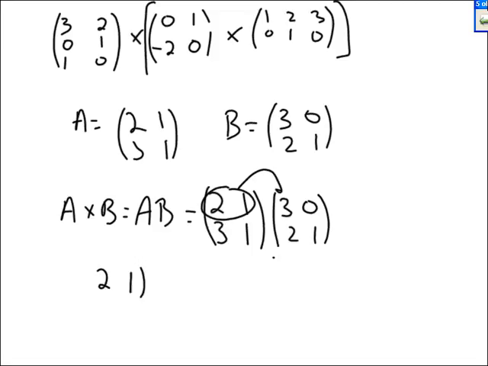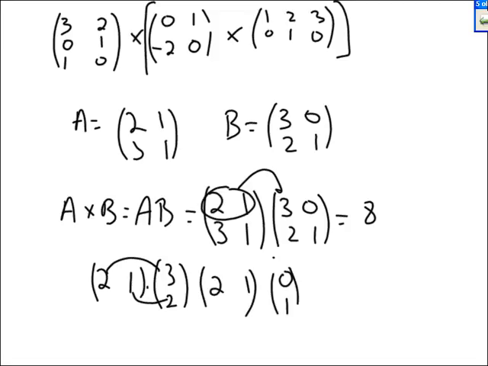[2, 1] dotted with [3, 2], you get 6 plus 2, which is 8. When you dot the first row with the second column, you're going to get 1. 2 times 0 is 0. 1 times 1 is 1. 0 plus 1 is 1.